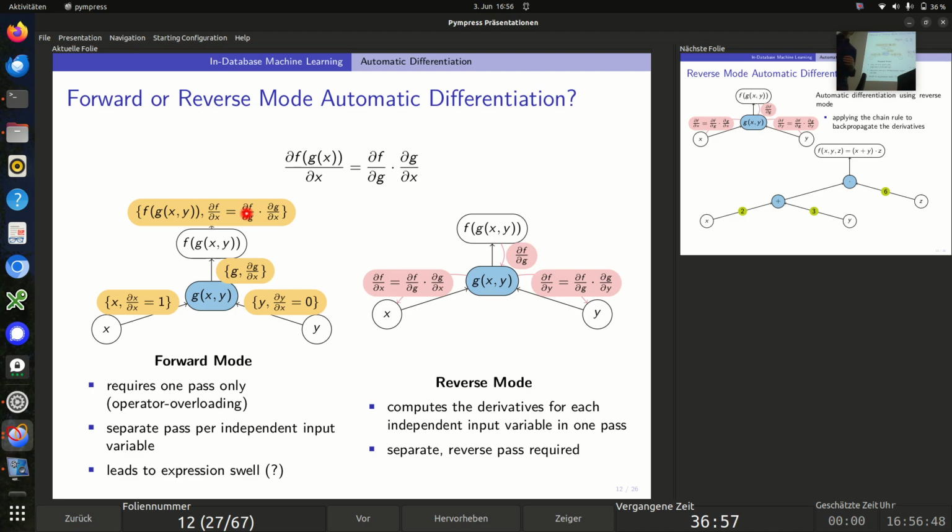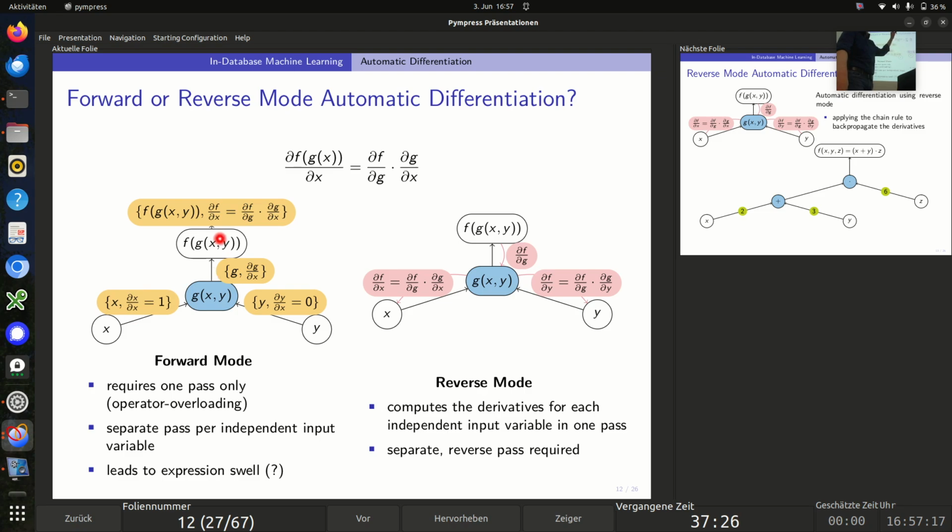And the other mode would be reverse mode, and then we start in the other direction. So this is automatic differentiation basically. And now the problem is, for the forward mode, we can do it in one pass. So you can see we evaluate the function and we compute the derivatives.